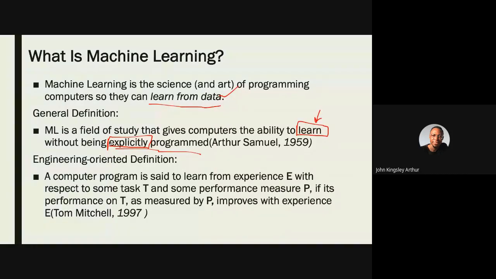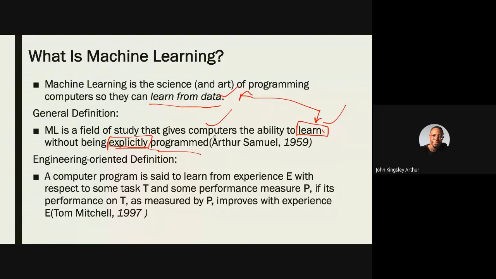So the key takeaway in here is that by machine learning, you are going to have computers that are able to learn. They are able to learn because in this case, we are not going to explicitly program them, and furthermore, they are getting their source of learning from data, as it was specified in the earlier definition.